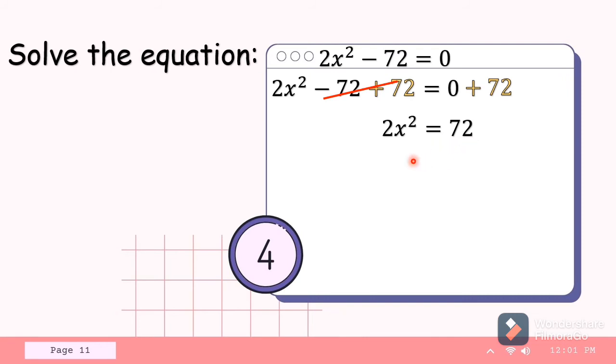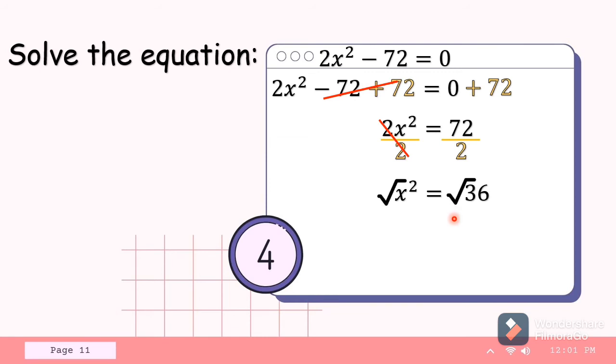This time, mapapansin ninyo, may kasama ng 2 si x squared. We need to eliminate first the 2. So, para ma-eliminate yon, we need to divide 2 on both sides. So, this will be 2 divided by 2. So, ang matitira na lang dyan ay x squared. Dito naman, 72 divided by 2, ang matitira dito ay 36.